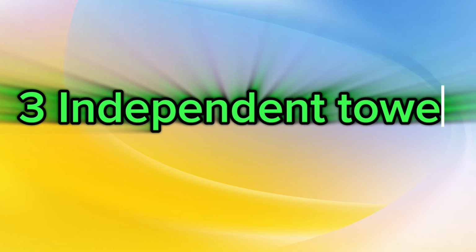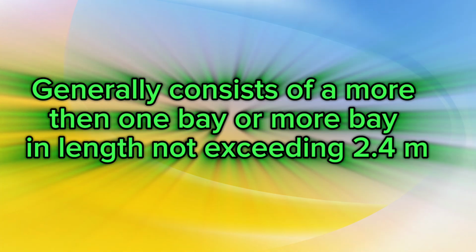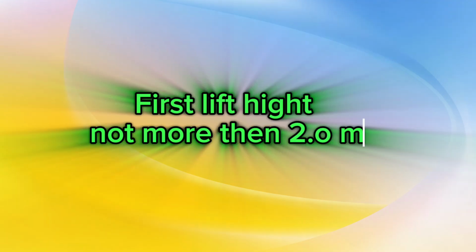3. Independent tower scaffold. Generally consists of more than 1 bay or more bays in length, not exceeding 0.4 meters. First lift height not more than 2 meters. 4. Birdcage scaffold.